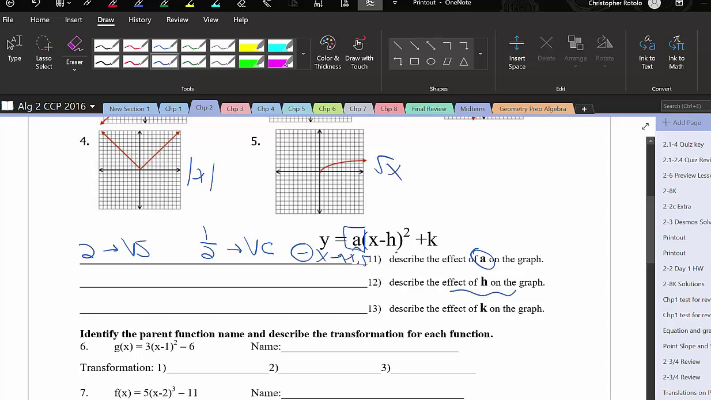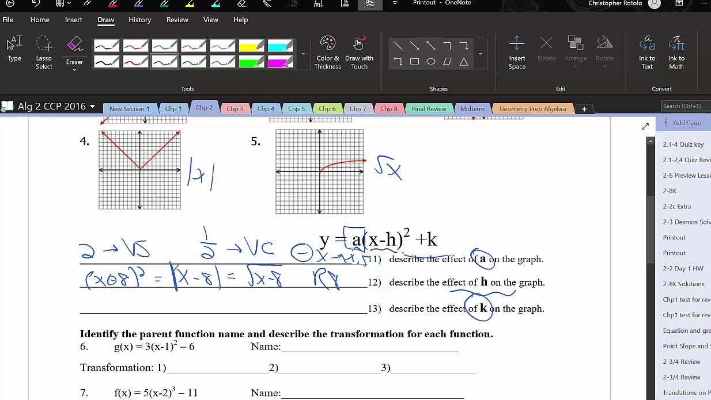H is on the inside of your function. Okay, so it looks like x minus 8 squared. It looks like absolute value of x minus 8. It looks like the square root of x minus 8. Okay, all of these, since it says minus 8, and we think of minus being to the left, it's going to go to the right 8. So this is a left and right movement, and it's always backwards.